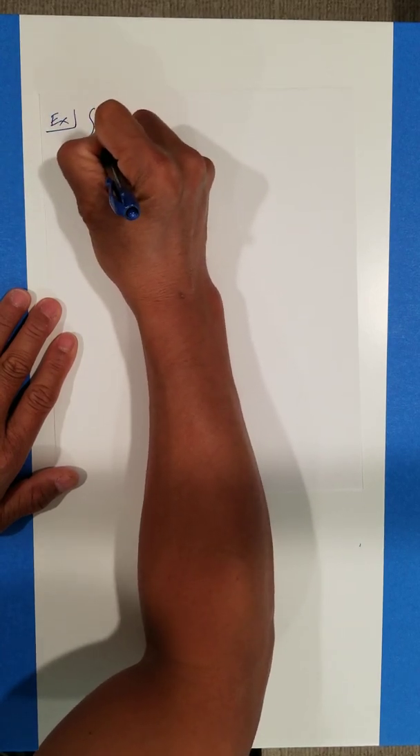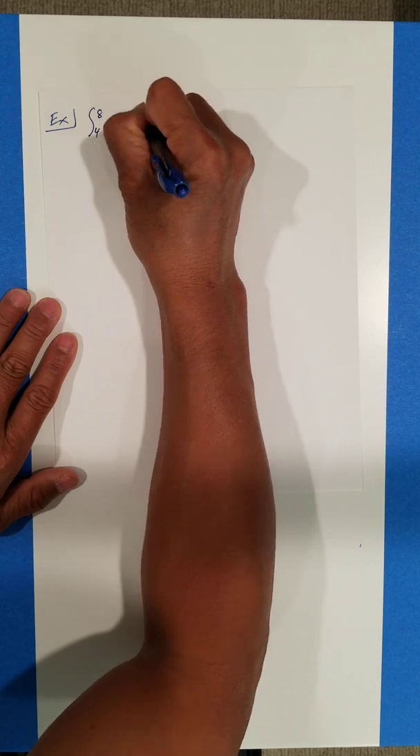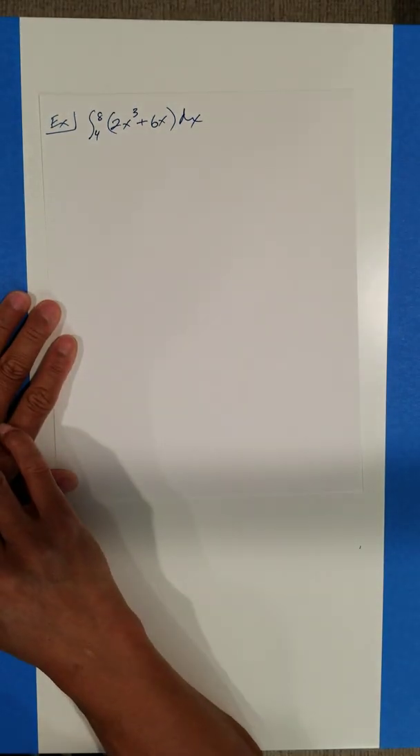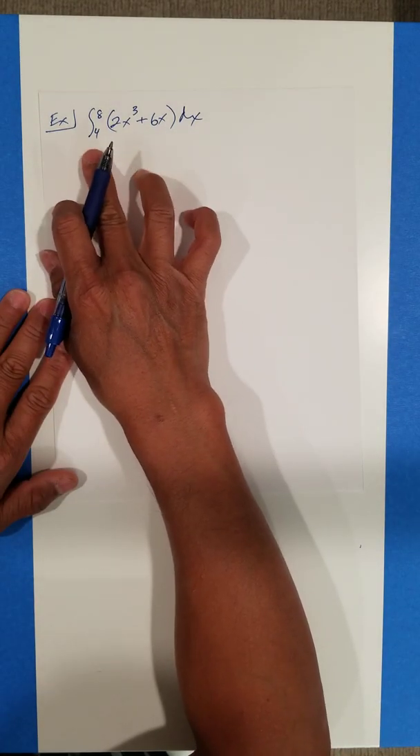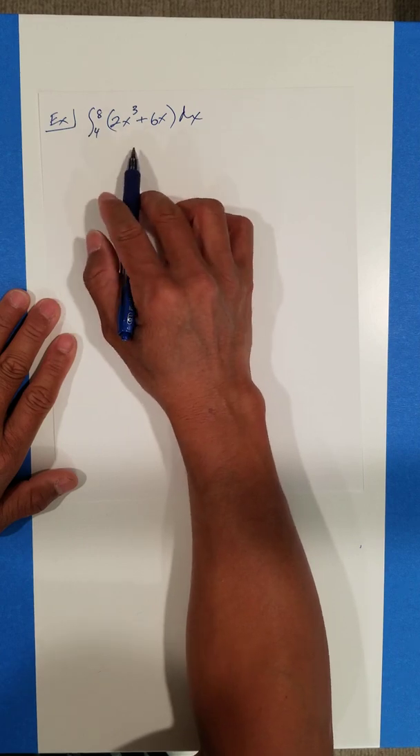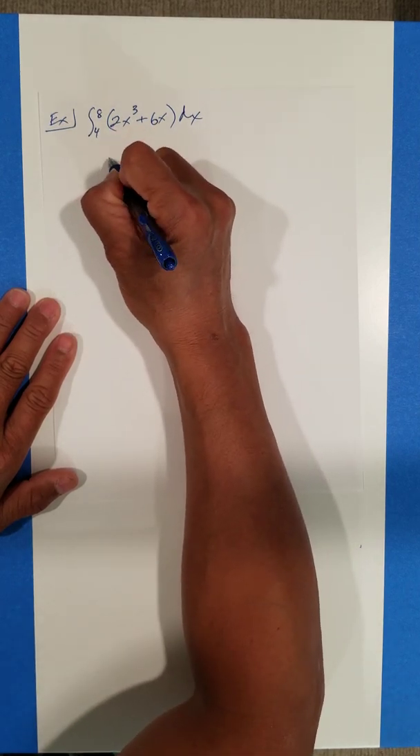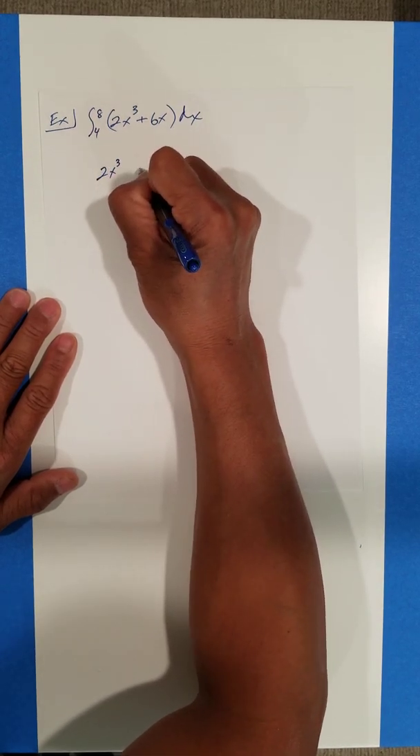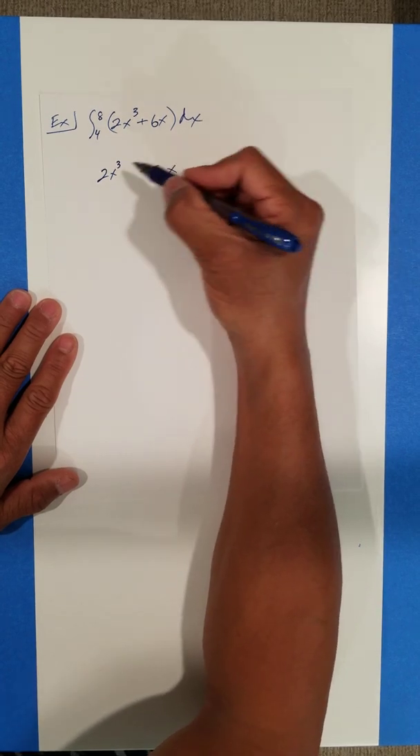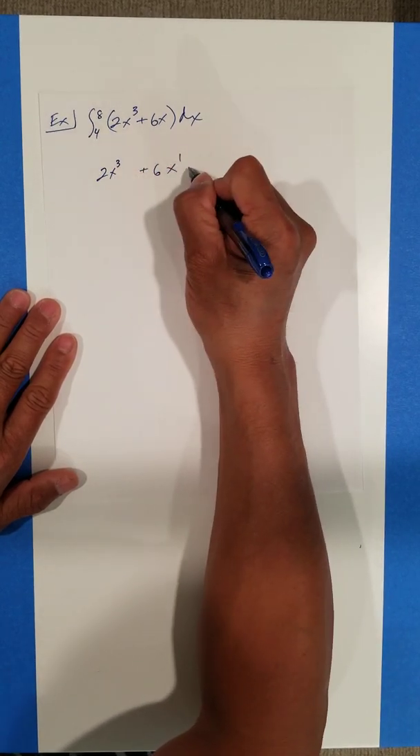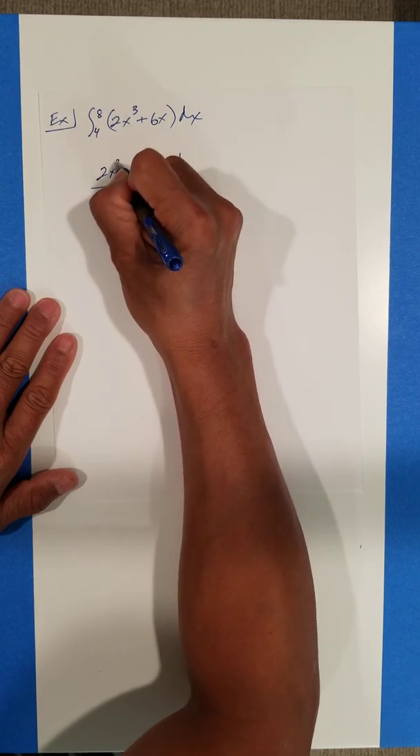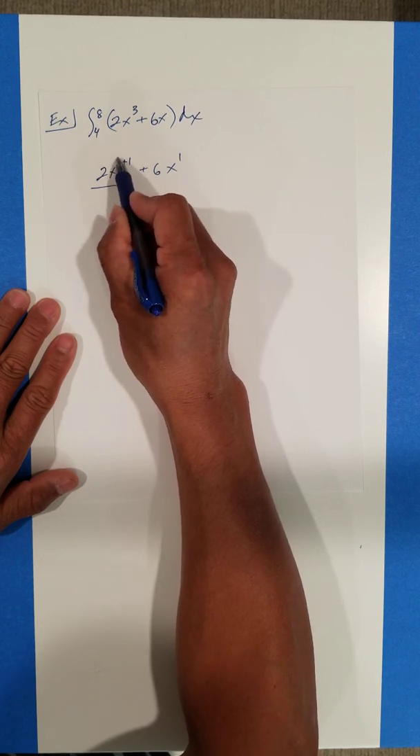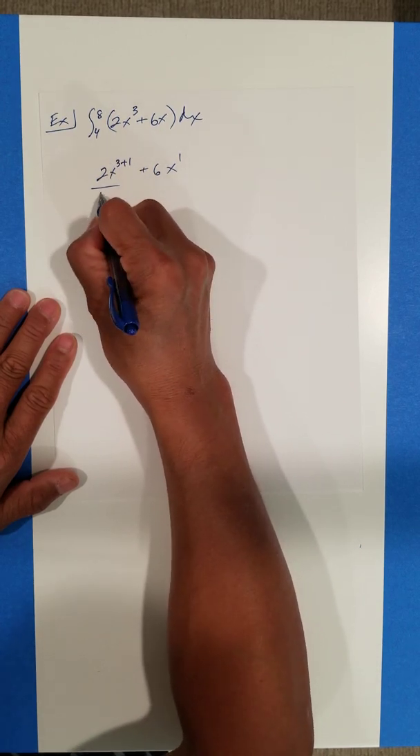The integral from 4 through 8 of 2x cubed plus 6x dx. So we want to know what's the area under the curve between 4 and 8 of this function. We gotta find the antiderivative. So 2x cubed plus 6x. What's the current power? The current powers are 3 and 1. Now we take this current power of 3 and add 1 to it. The new power after we add 1 is going to be 4.